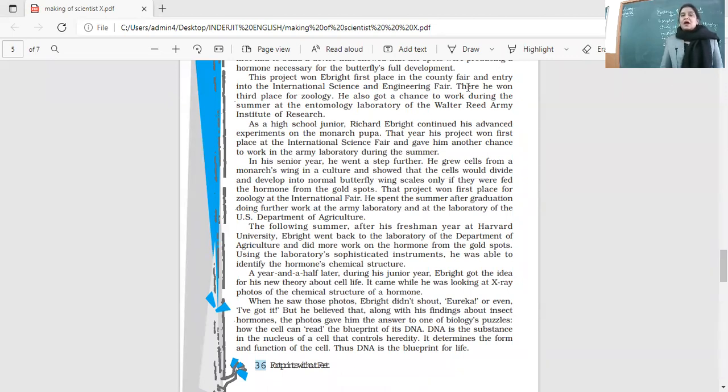The following summer, after his freshman year at Harvard University, now he's gone to university, he's gone to Harvard. He's still carrying on with his studies and his research. Ebright went back to the laboratory of the Department of Agriculture and did more work on the hormone from the gold spots. Using the laboratory's sophisticated instruments, he was able to identify the hormone's chemical structure. Because he was doing so well in zoology and in his research, he got this opportunity to work in the Department of Agriculture laboratory.